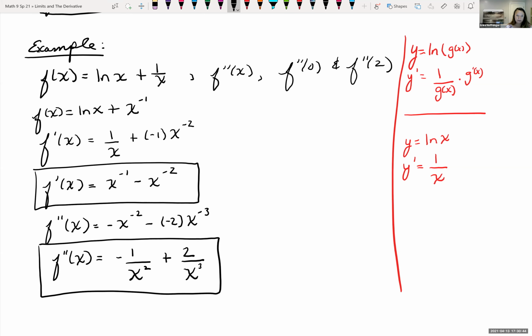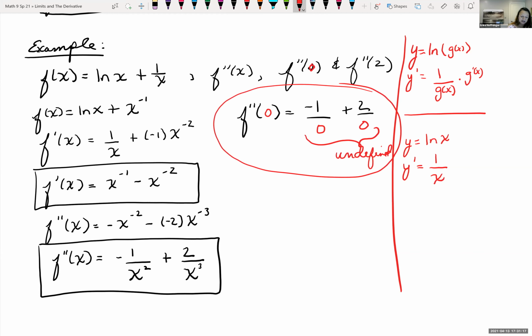Now we just want to evaluate the second derivative. We're going to have a problem though when we're evaluating this at 0. Notice that that would give us 0 in the denominator. That would give us negative 1 over 0 squared, which is 0, plus 2 over 0. This is undefined. So the second derivative at 0 is undefined.